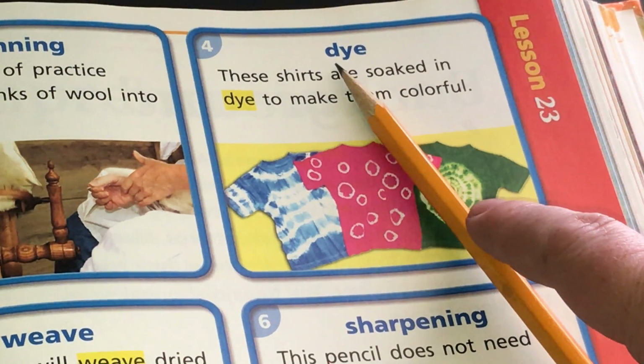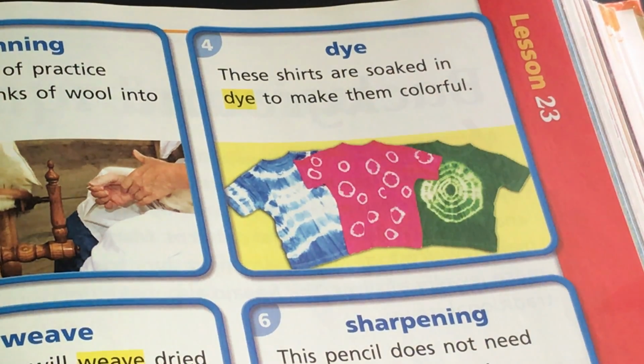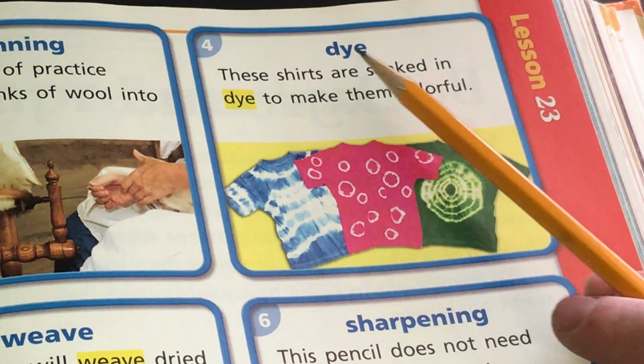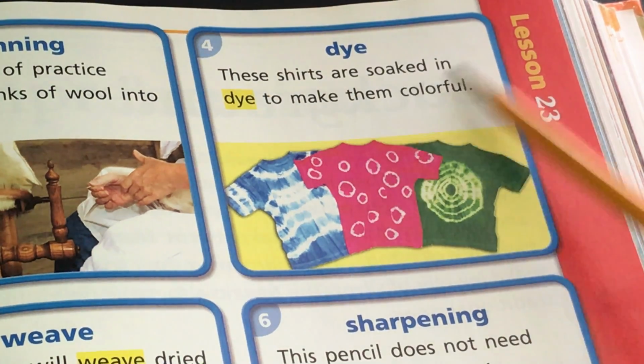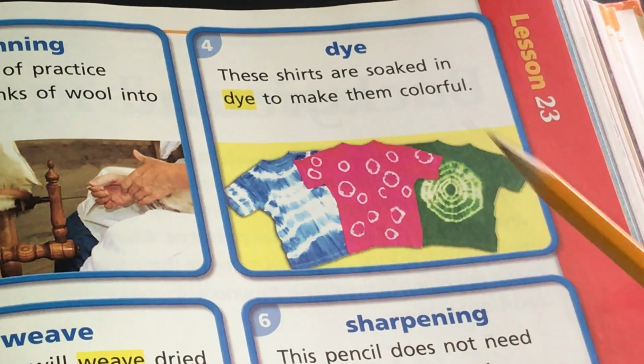Dye is the next vocabulary word, D-Y-E. When you spell dye, D-Y-E, dye means to change the color of fabric. These shirts are soaked in dye to make them colorful.